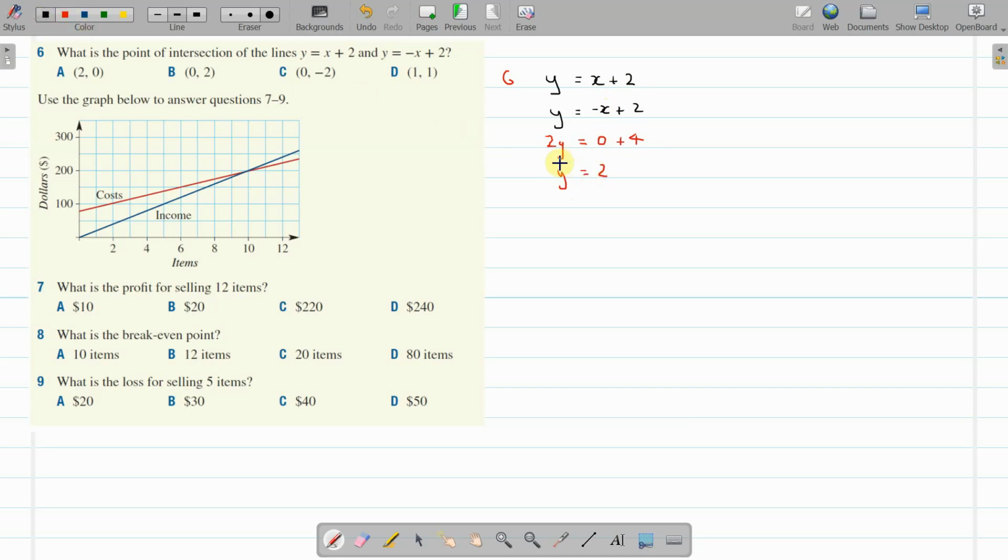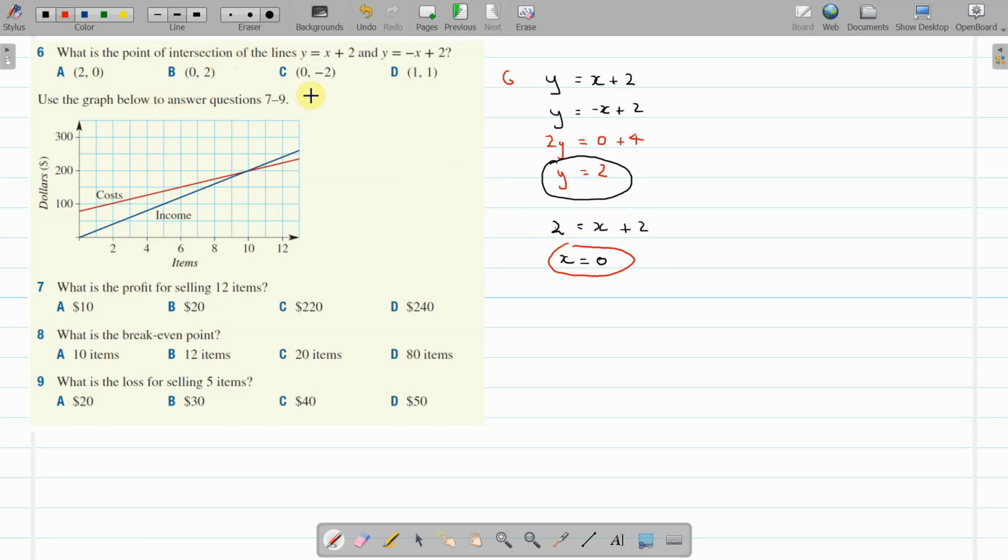I'm just going to use that to sub back in here to find out what x equals. So y equals 2: 2 equals x plus 2. Well, that means x has got to equal 0. And that's the unique solution for the point of intersection, which is the solution for this. So that's the long way.